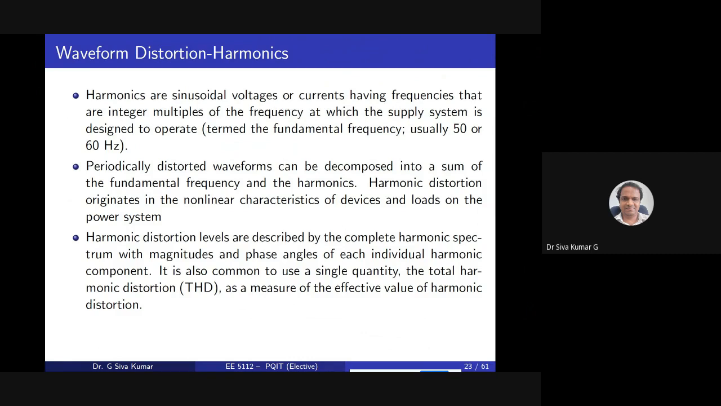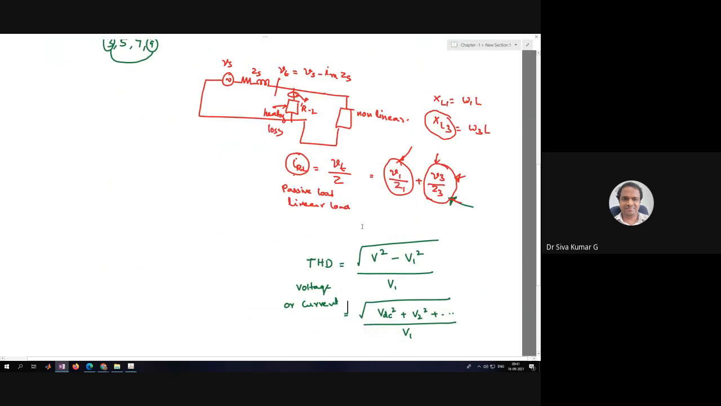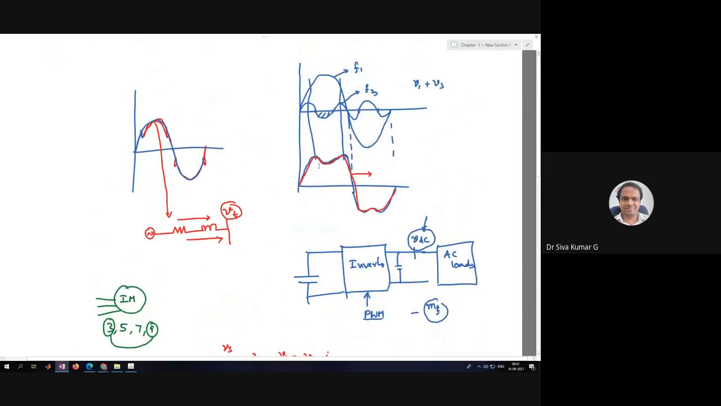Yeah. And if you see the second point, periodically distorted waveforms can be decomposed into a sum of the fundamental frequency and the harmonics. Harmonic distortion originates in the nonlinear characteristics of devices and loads on the power system. Okay, and if it is nonlinear with respect to the voltage and the current, we'll be calling it nonlinear also.